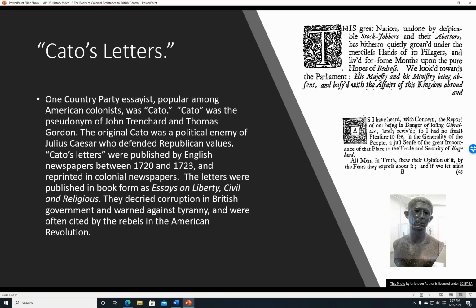So these are letters expressing ideas about foreign and domestic policy, and hey, how come the government isn't stopping these bad guys, these fat cats, from taking over, the stock jobbers and their abettors. Anyway, that should remind you of some things you see online and in the newspaper and on TV and other places today.